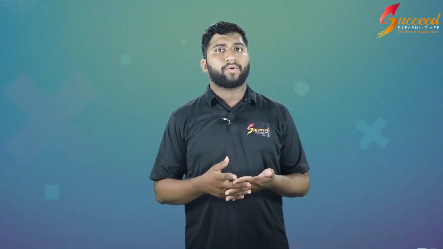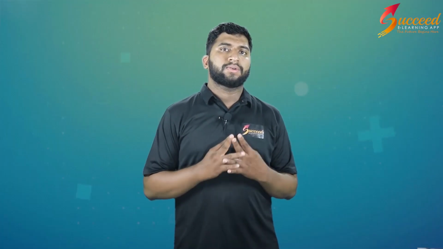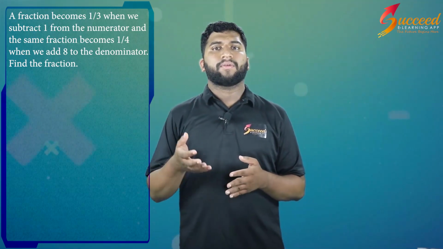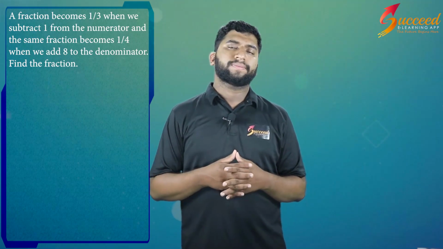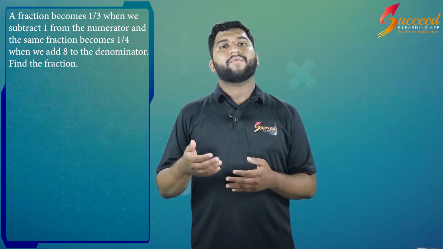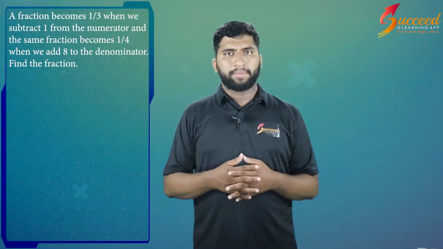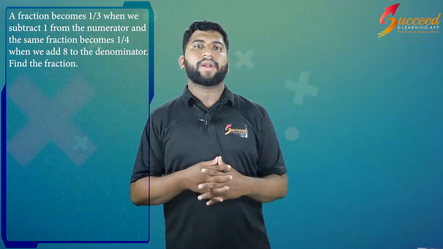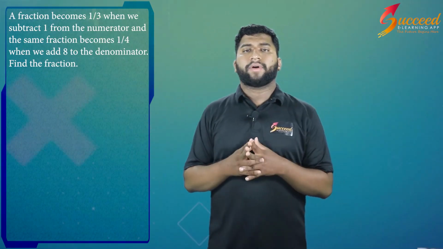So we are going for our next question. Our next question is like this. A fraction becomes 1 by 3 when we subtract 1 from the numerator, and the same fraction becomes 1 by 4 when we add 8 to the denominator. So our question is, we need to find the fraction. So how to find the fraction here?